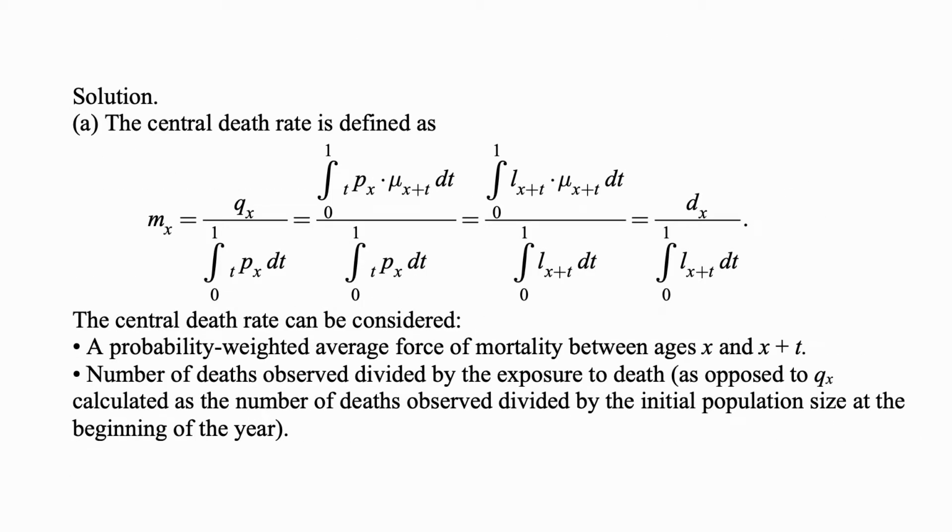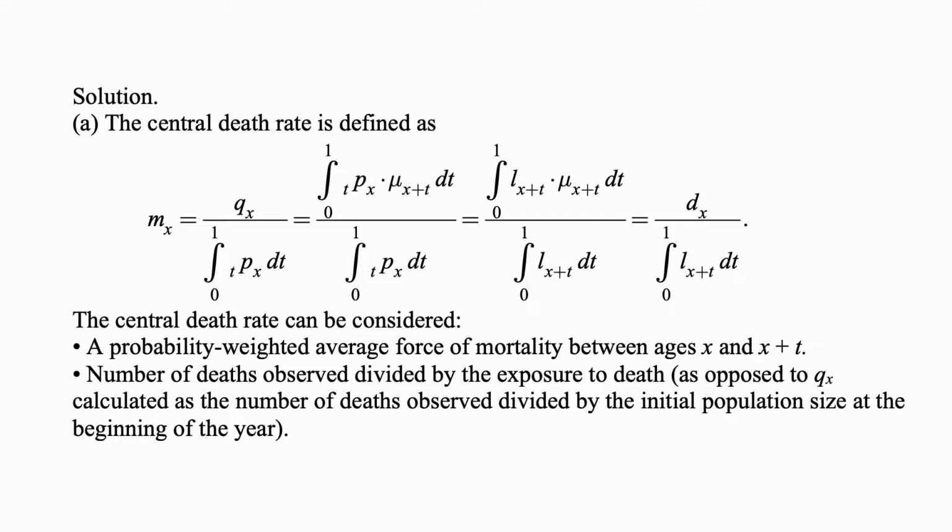Well, the central death rate is defined as q x divided by the integral from 0 to 1 of t p x dt. And that's the same as the integral from 0 to 1 of t p x times mu x plus t dt divided by the integral from 0 to 1 of t p x dt. Or you can also write it as the integral from 0 to 1 of l x plus t times mu x plus t dt divided by the integral from 0 to 1 of l x plus t dt. Or as d x divided by the integral from 0 to 1 of l x plus t dt.